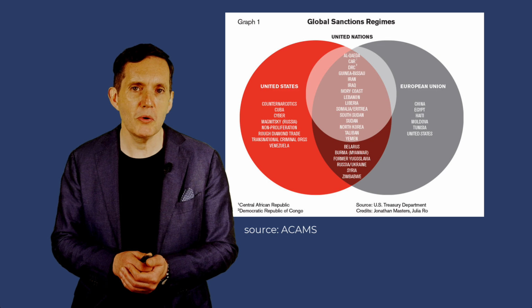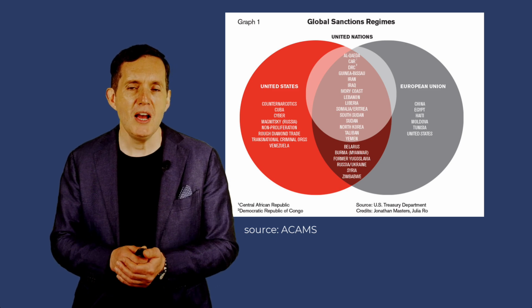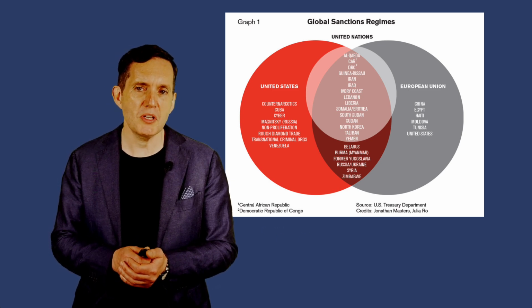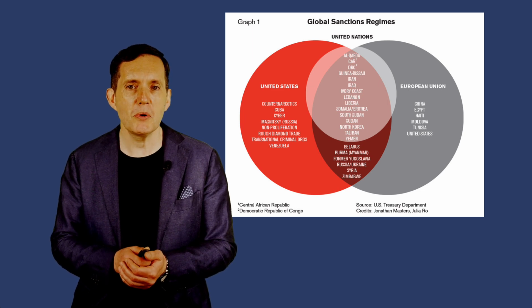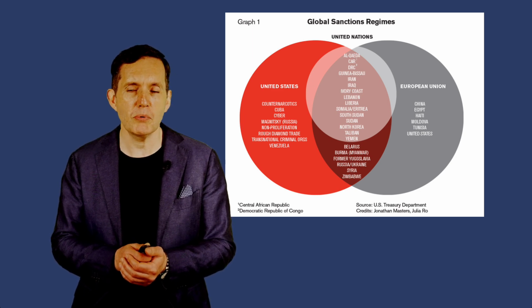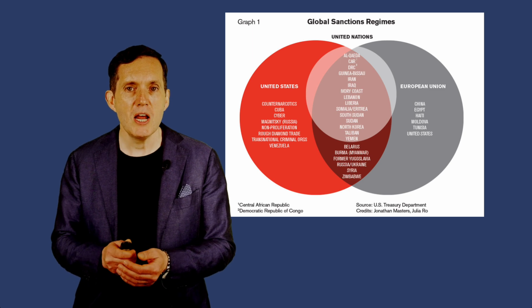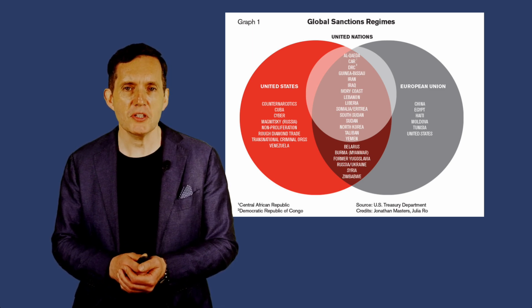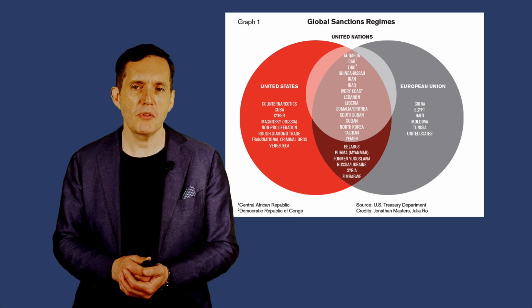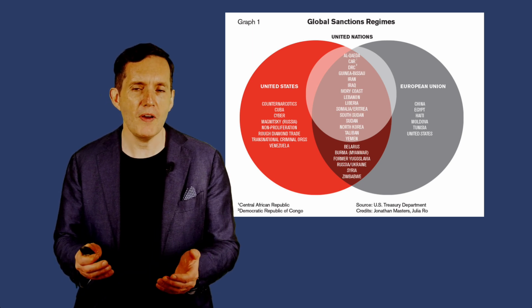Examples of sanctions include United Nations sanctions. The UN Security Council imposes sanctions to maintain or restore international peace and security. Examples include sanctions on North Korea for its nuclear program and on Iran to prevent nuclear proliferation. There are United States sanctions. The US imposes sanctions through the Office of Foreign Assets Control, or OFAC.